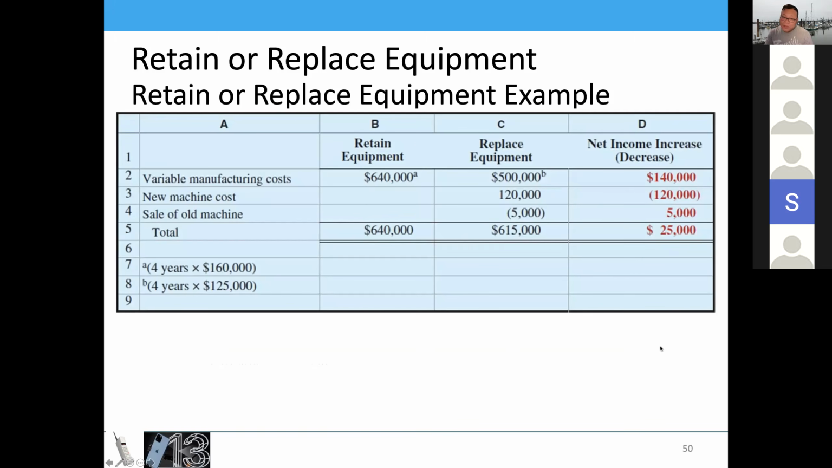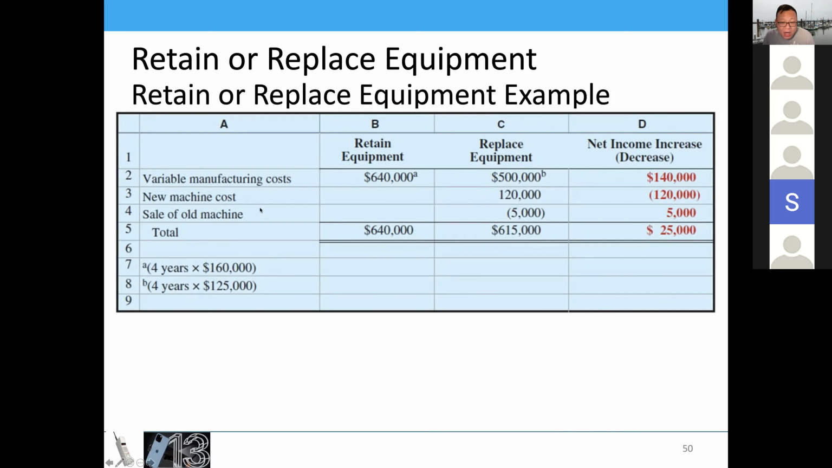Okay, so let's compare the two options. If you retain the equipment, each year the variable manufacturing cost is relevant, right? Because it varies, 160 for option B and 125 for option C. So variable manufacturing cost is a relevant cost we should consider in this analysis, okay? But it's for 4 years, right? So you can see the 640,000, that is the 160 per year times 4 years. And the 125 per year over 4 years, you get 500, okay?